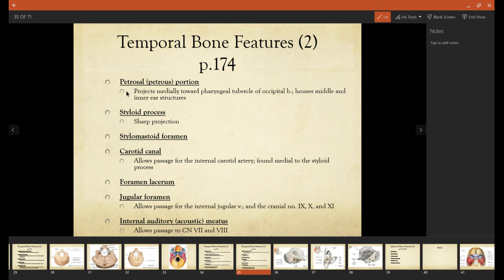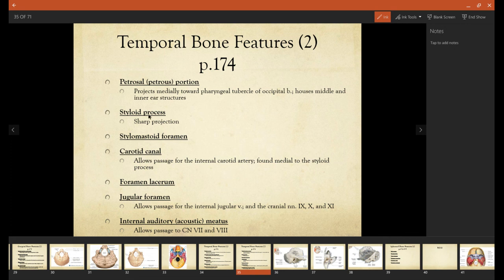We also have the petrosal portion, or the petrous portion. This is going to be more internal, and it's going to project towards the pharyngeal tubercle, but it actually holds the middle and inner ear structures, so the actual bones and the structures that we'll learn later on. This looks almost like a mountain ridge on the middle and the inside of the temporal bone.